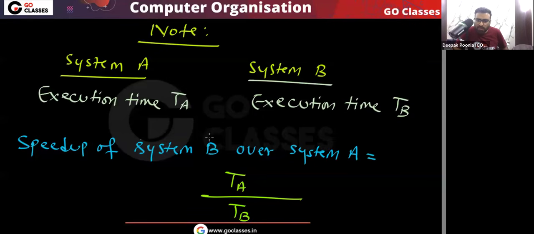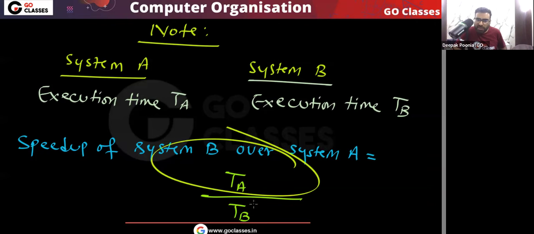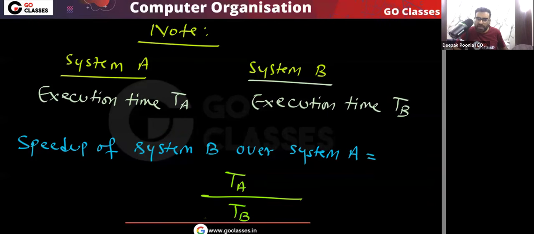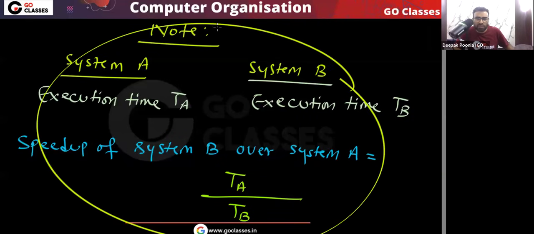So if I ask you speed up of system B over system A, that will be execution time of system A divided by execution time of system B. And if I ask you speed up of system A over system B, that will be execution time of system B divided by execution time of system A. This concept of speed up we also studied in the pipeline. When we studied pipeline concepts, this same concept we have already seen. But don't worry, we have done the revision of the speed up formula.